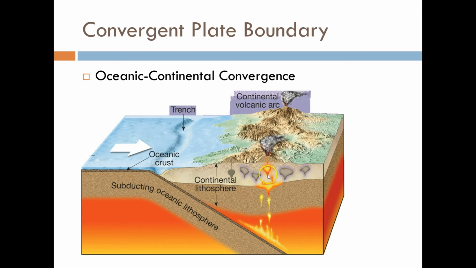Hot material rises. As it rises up, when it breaks through the crust, you get volcanoes. Now these volcanoes look a whole lot different than the ones on divergent plate boundaries. Divergent plate boundaries tend to be pretty gentle. These here are pretty darn scary.